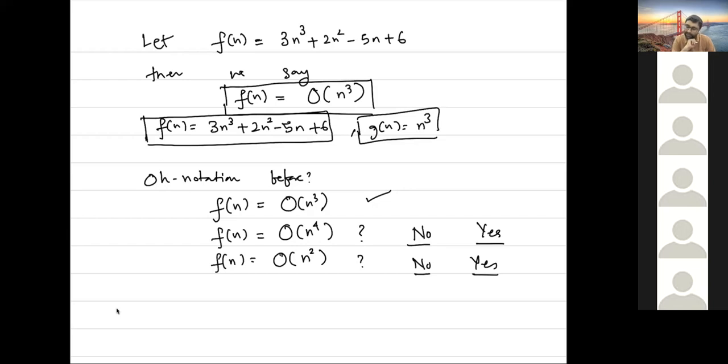Okay, anyone who said no for both, can you explain why? Sir, because in the equation, the highest order is n cubed, so I don't think we can go above that. Okay, good. And what about who says yes for the first and no for the second? Why did you say that?